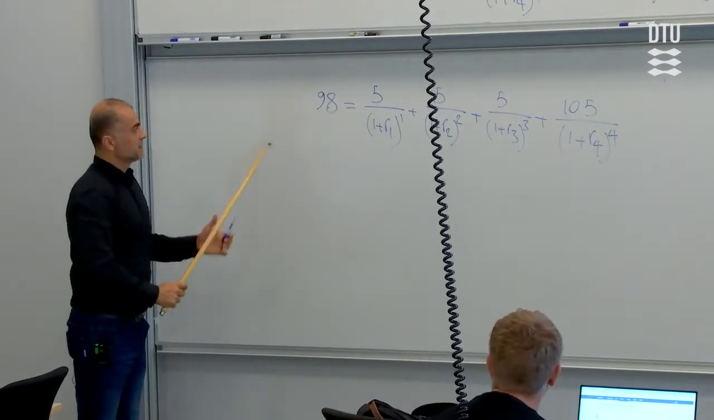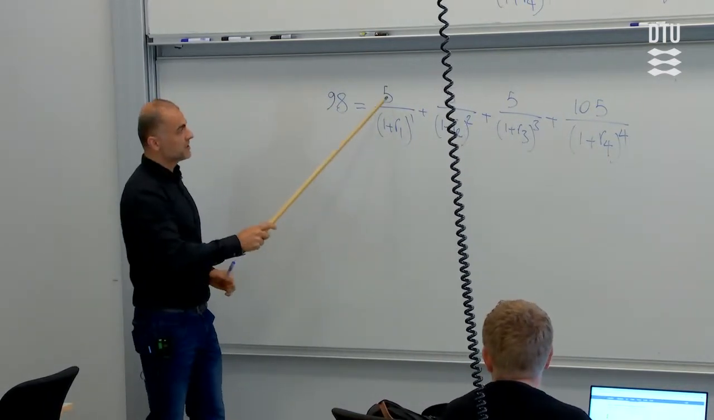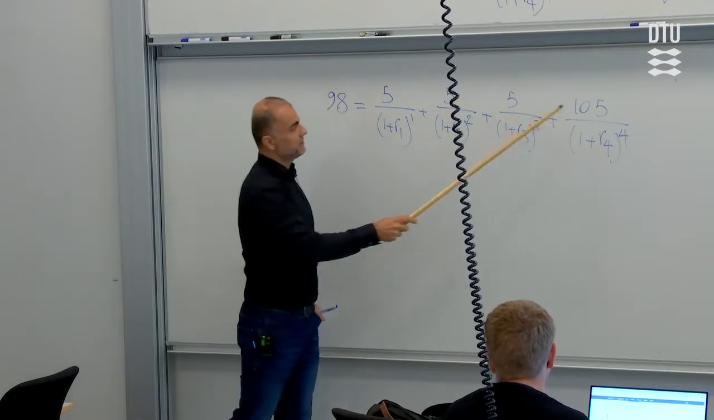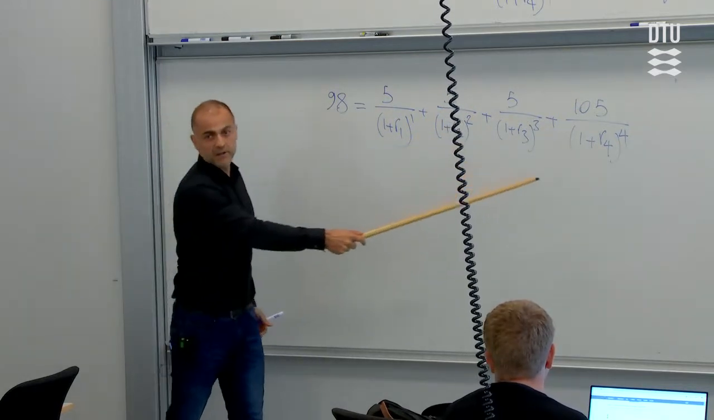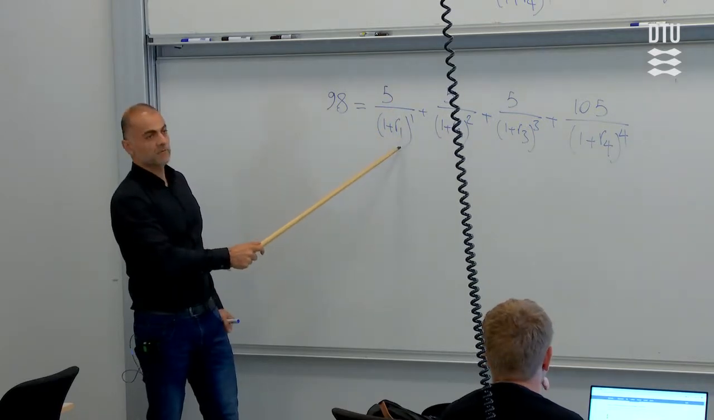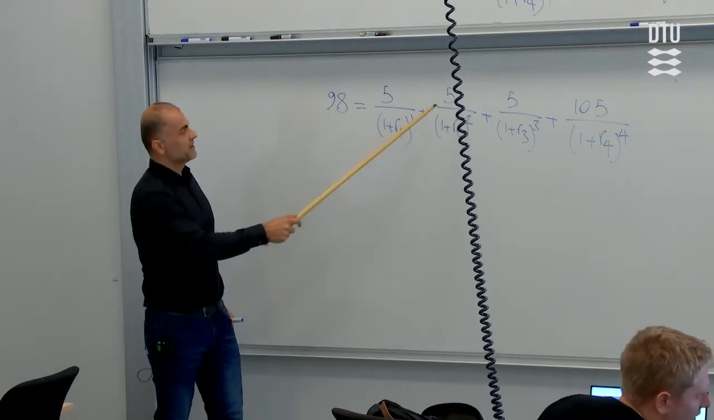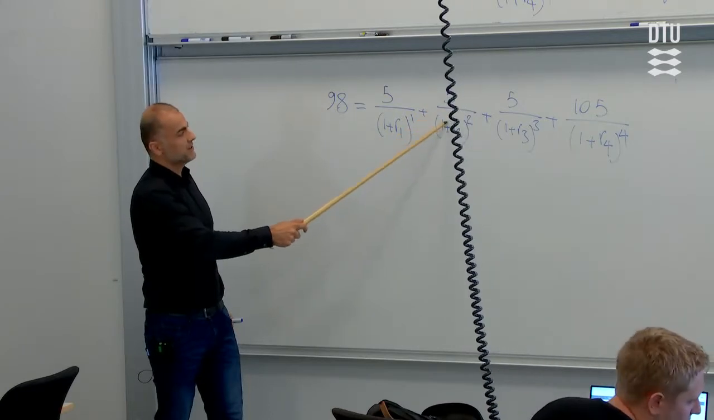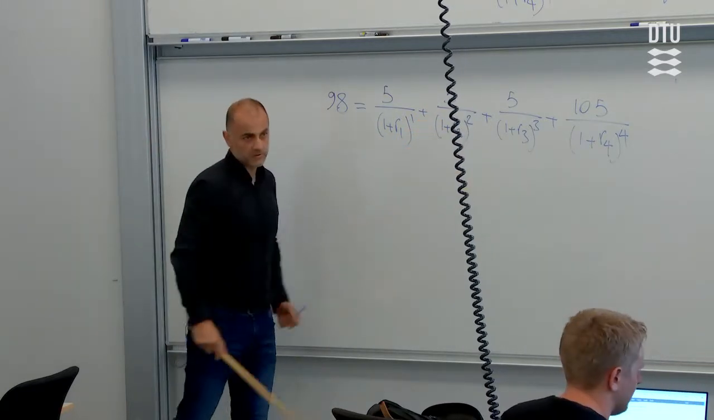So this is the sum of discounted cash flows. These are the cash flows, 5, 5, 5, 105. And this is how we discount each and every one of them. This is the payment after 1 year. We discounted back 1 year with the 1-year rate. This is the payment at year 2, discounted 2 years with the 2nd-year rate, and so on and so forth, right?